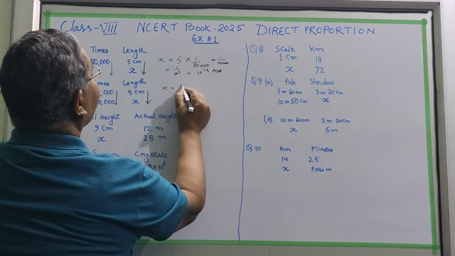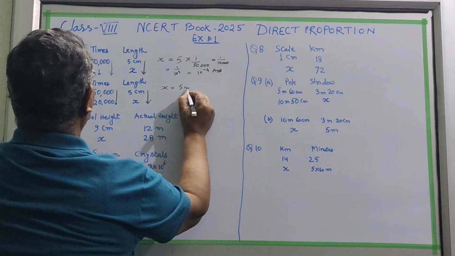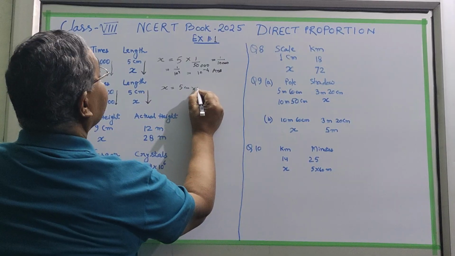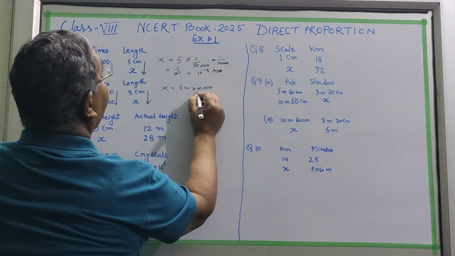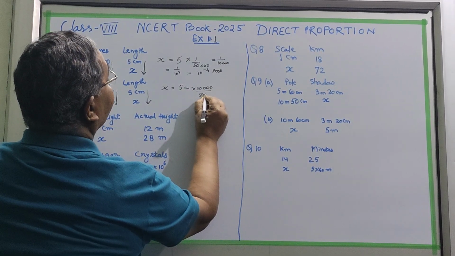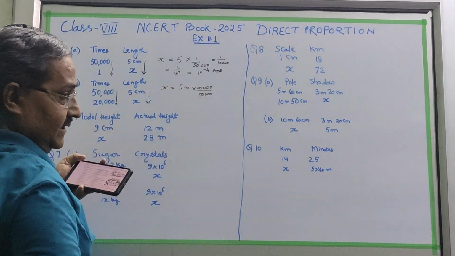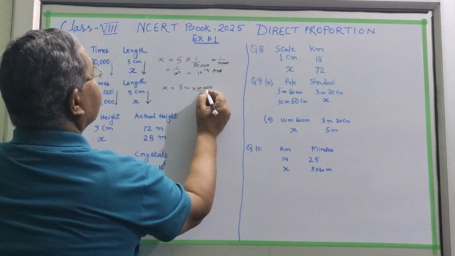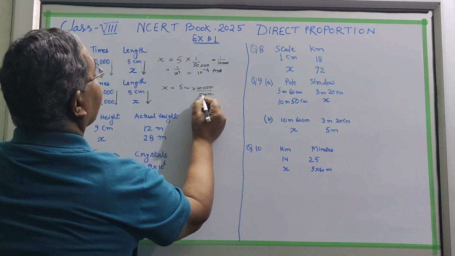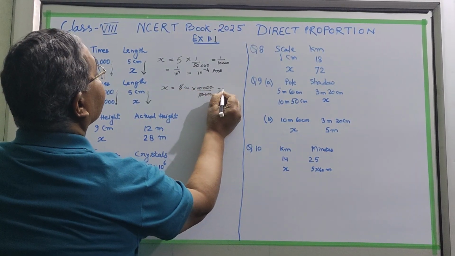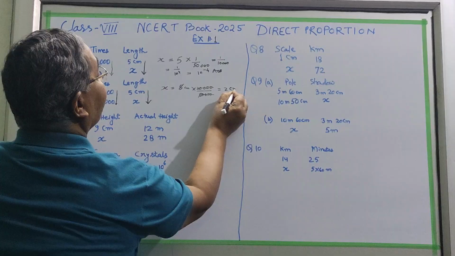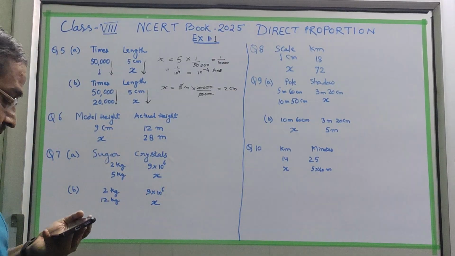So here x is equal to 5 cm into 20,000 upon 50,000. Where the arrow is there, it will go to the upward side. So it comes to 2 cm. The answer will be 2 centimeter.